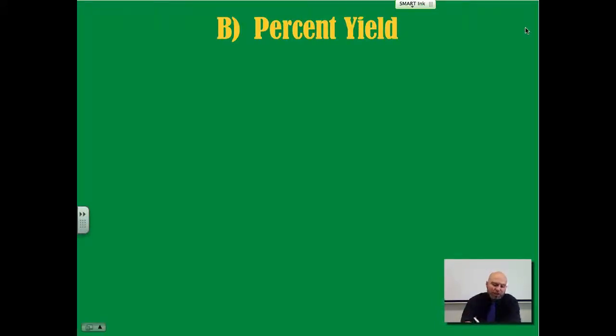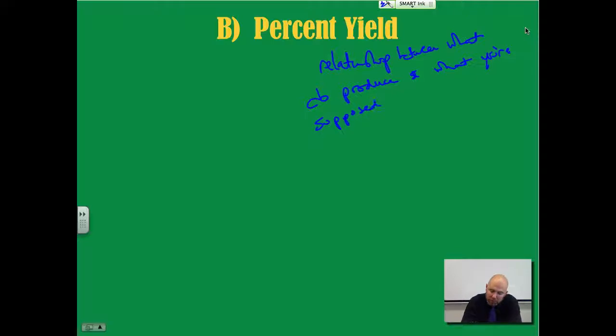Okay, so our next piece to our puzzle here in stoichiometry is what we call percent yield. The percent yield is a relationship between what you do produce and what you're supposed to produce.